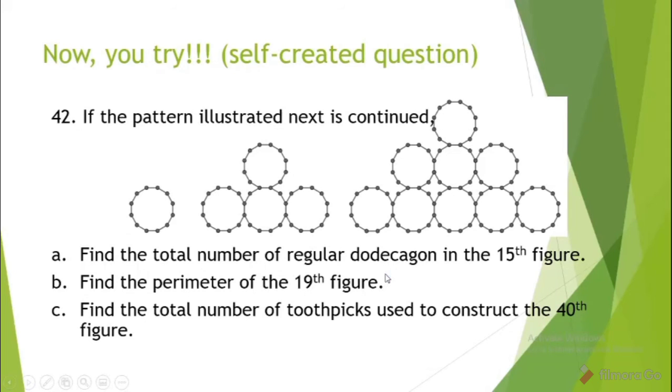Now, you try. So meron tayong ditong third question, which is to find the pattern illustrated if it is continued. So ang figure natin dyan is dodecagon, or a polygon with 12 sides. So the question is A, find the number of regular dodecagons in the 15th figure. B, find the perimeter of the 19th figure. And C, find the total number of toothpicks used to construct the 40th figure. So mas mahirap yan sa last 2 questions, more challenging. So I await your answers.